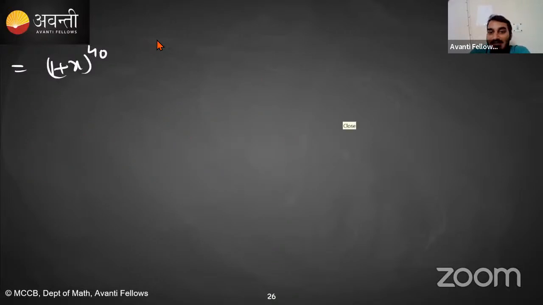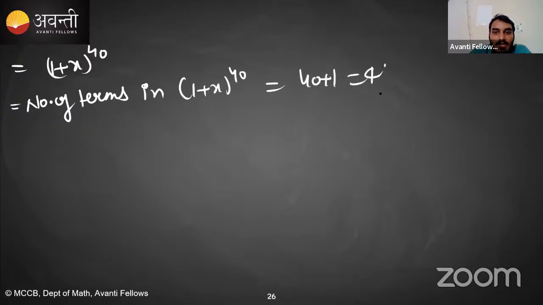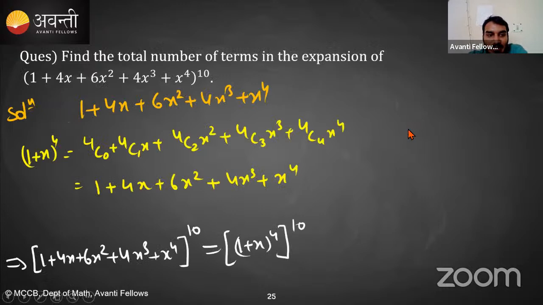Yes, Balari, yes. So now the number of terms in 1 plus x raised to the power 40 will be 40 plus 1, which is 41. That's all. That is the answer. Is this clear now? Is this clear, students? Any doubts? Quickly let me know in the chat box if you have any doubts. All clear, right?